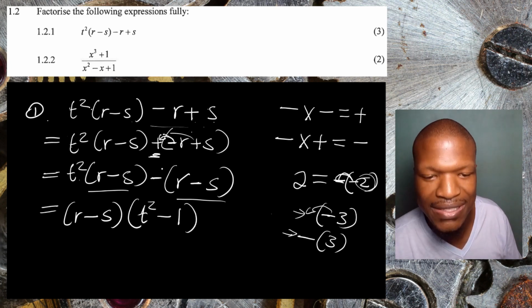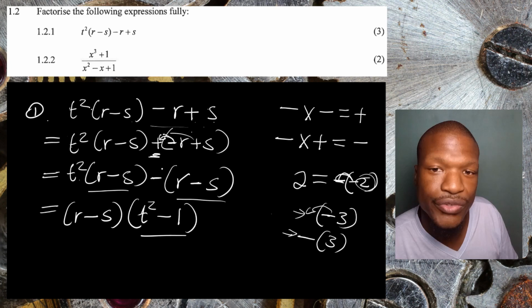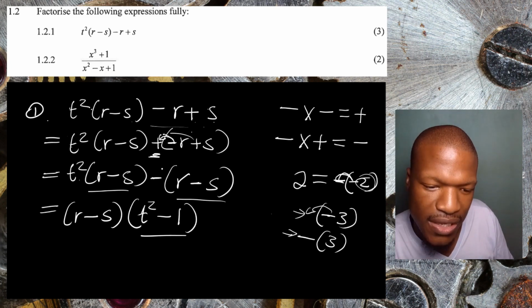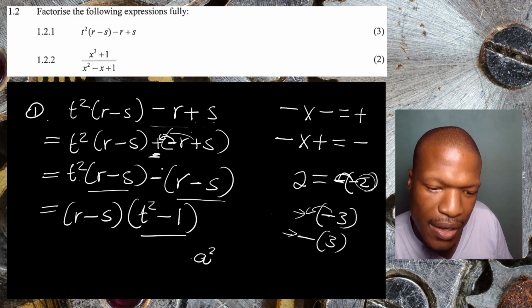And remember, this is a difference of two squares. When we have a difference of two squares, that simply means a squared minus b squared, right?